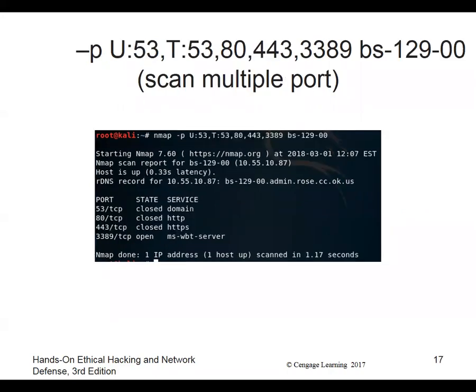All right. This time I ran a -p U:53,T:53,80,443,3389. In other words, I gave it a port range. And it came back and told me which ones are open. When doing a port range, there cannot be any spaces in it. And you'll notice that 53 is only showing TCP. You see that? Because I didn't specify to do a UDP scan. Even though I told it UDP port, I didn't tell it UDP scan, so it didn't do it. So, again, it's pretty quick.